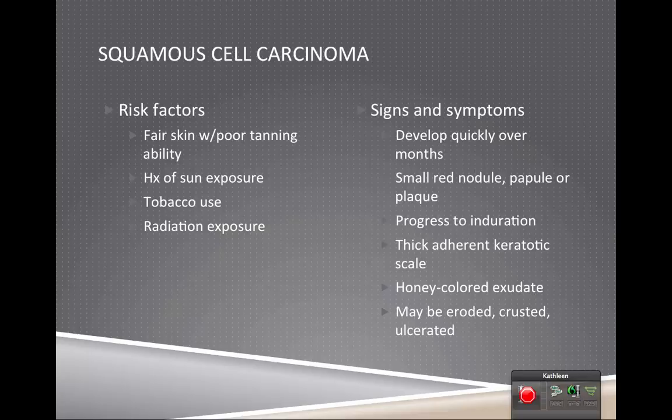Signs and symptoms develop quickly over months. Small red nodule, papule, or plaque. Progress to induration. Thick, adherent keratotic scale. Honey-colored exudate, and may be eroded, crusted, or ulcerated.